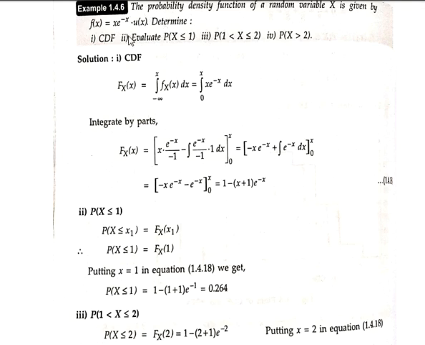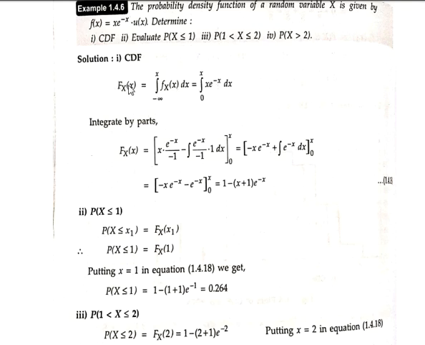So these kind of problems are there in the question paper. Let's see how to solve this. We know the relation between the CDF and PDF. CDF is represented by capital F, and PDF, the probability density function, is represented by small f. Now, in order to find the probability over a limit, if there are problems like x is less than or greater than, we need the CDF.